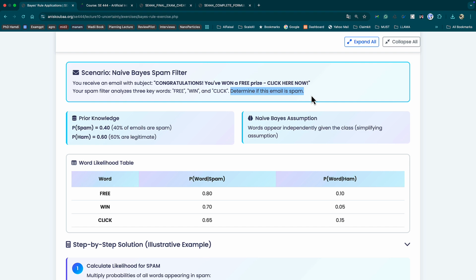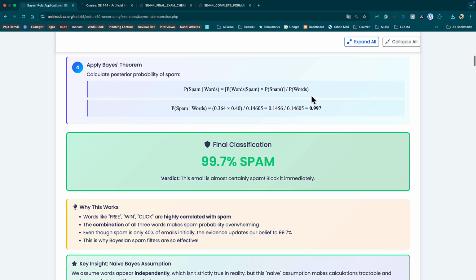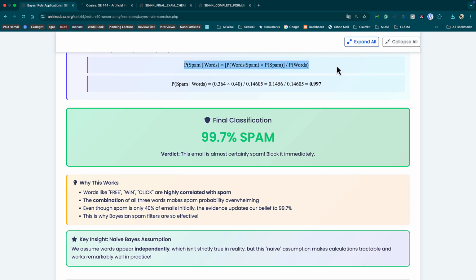And now we have sufficient information to be able to make this derivation. This is what we want to calculate: the probability of spam given words. And we apply the Bayes rule. The Bayes rule: the probability of A given B is the probability of B given A multiplied by the probability of A, divided by the probability of B. It is the probability of the evidence given the posterior, which we call the likelihood, multiplied by the probability of spam, divided by the probability of the evidence. Words is the evidence. And we're going to find the formula like this.